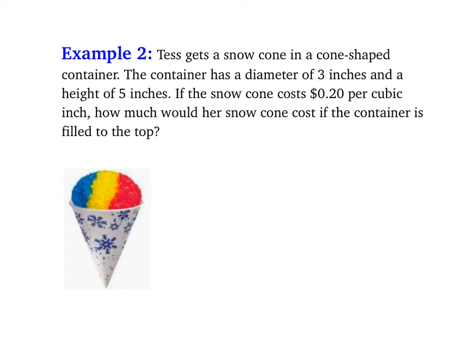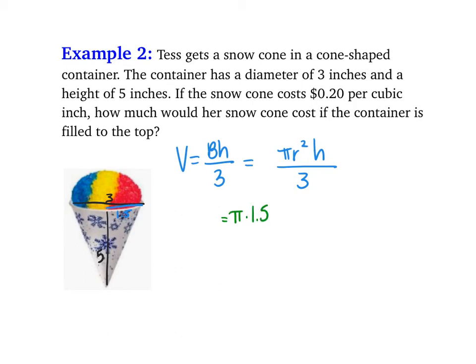Looking at this picture, this time it has the diameter, not the radius, and then the height here of 5. Just like last time, I'm going to start by finding the volume. Remember, volume of a cone, you have to divide by 3. So I'm going to be doing pi r squared times h, all divided by 3. Now, if the diameter is 3 inches, that means the radius is 1.5. So I'm going to be doing pi times 1.5 squared, not 3 squared, times 5, and all of that is going to get divided by 3.